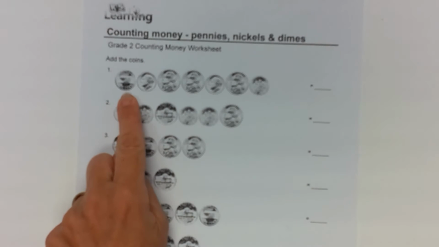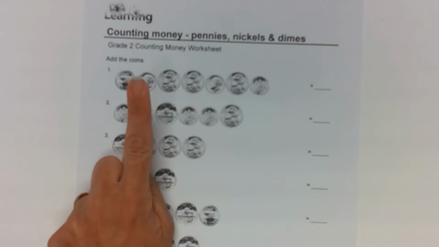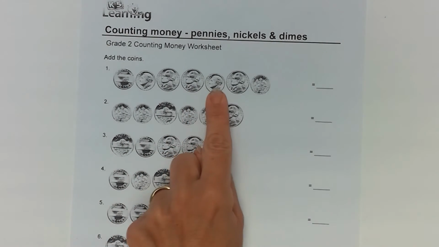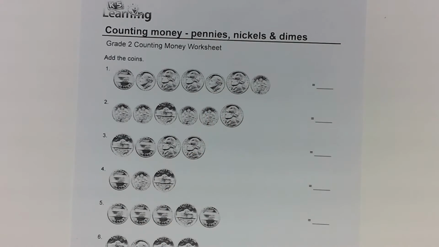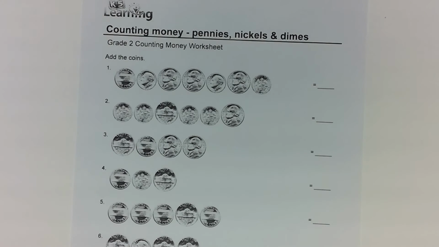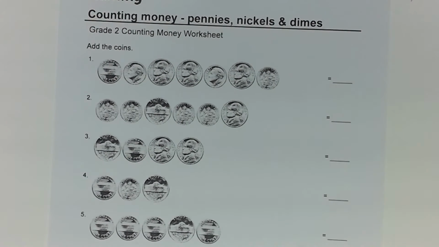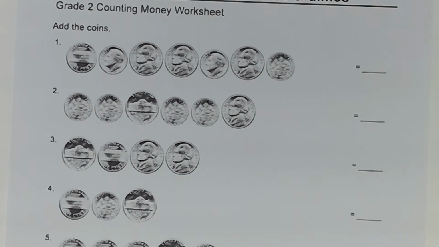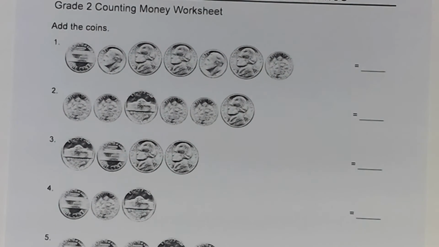Boys and girls, what is this coin? This would be a penny. We have a dime, a nickel, a dime, a nickel, and a dime. What's the value of each of those coins? 1 cent, 10 cents. We can help the students stay organized as they're finding the value of the coins by having them write the value as they're doing their skip counting.